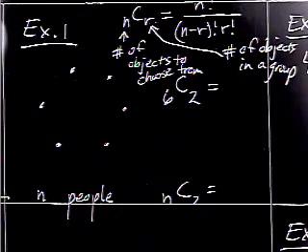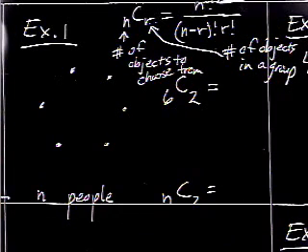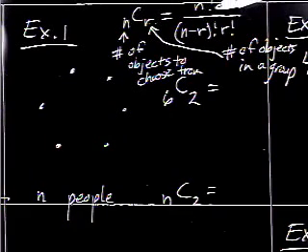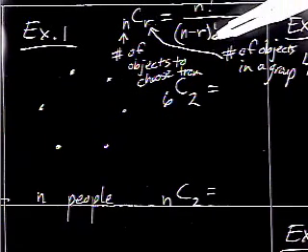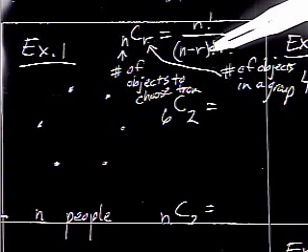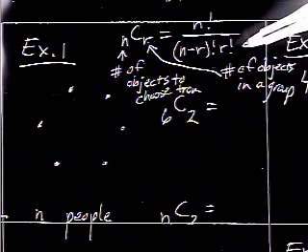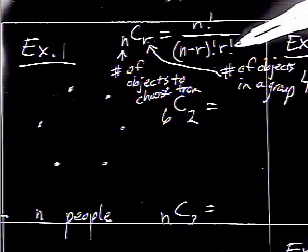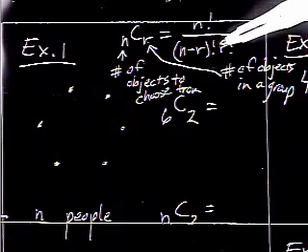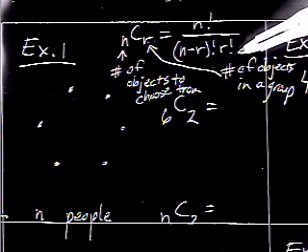Now the definition for nCr looks like this. n factorial over n minus r factorial times r factorial. Now, that means that there's an extra term down here in the denominator, which is going to cause the whole thing to get smaller than the permutation formula. That makes sense. There are fewer groups than there are permutations.